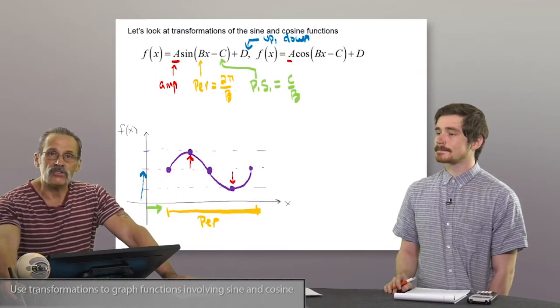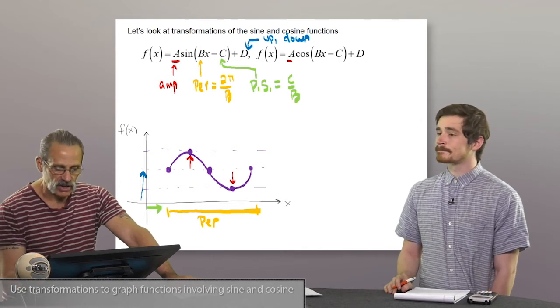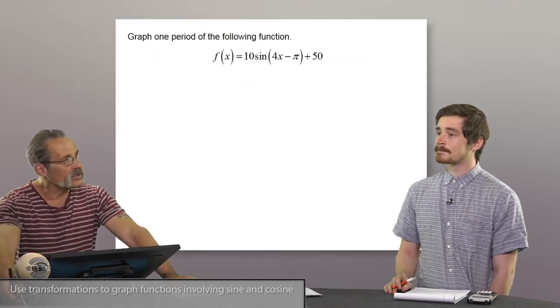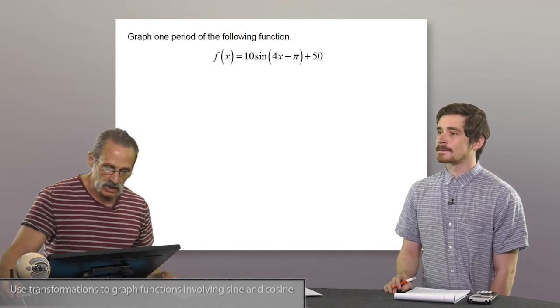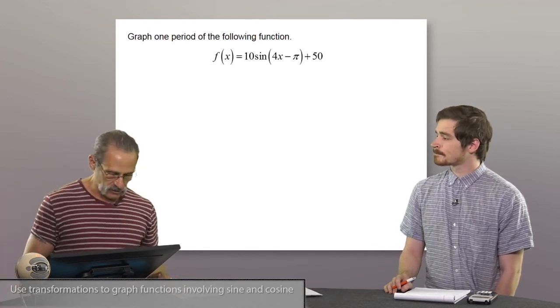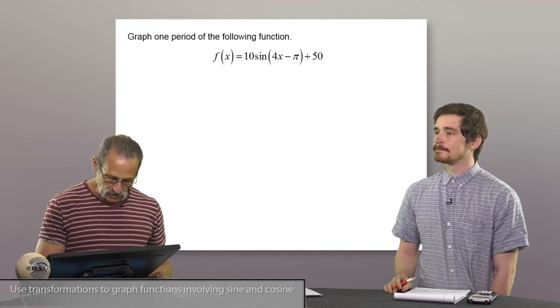So we have enough information to clearly graph one period of any sine or cosine function, and we want to use that information to graph this sine function. So first labeling, and then off we go to graphing itself, I suppose. But let's see if we can label some of this stuff.